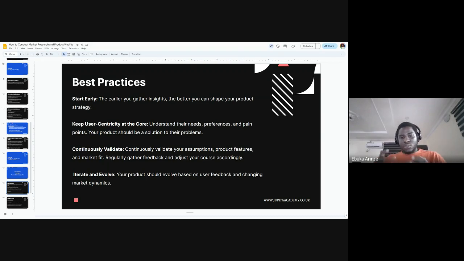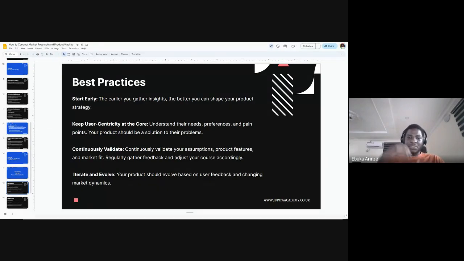Continuously validate. You do not have the answer after the first validation. You have to continuously validate your assumptions, your product features, your market fit. You have to get feedback all the time. If you finally validate that something works, you iterate on it, make it better based on their feedback. You validate the feedback, you make it better, and constantly iterate and evolve your products.